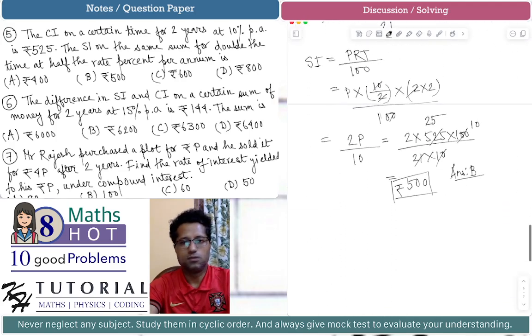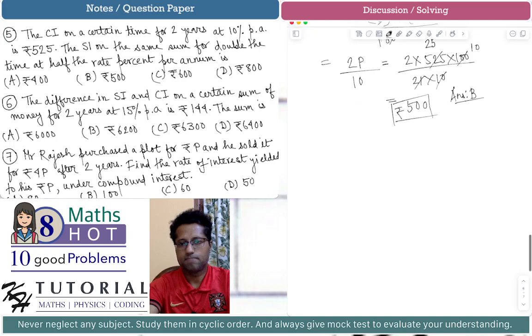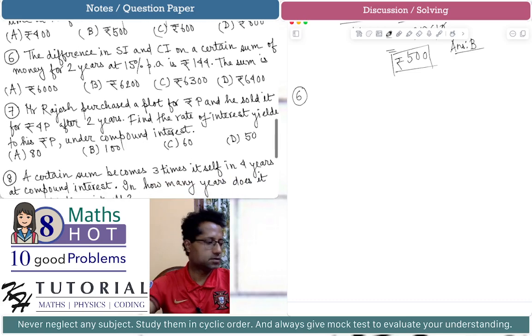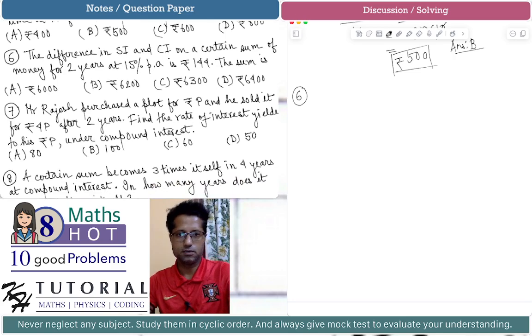Okay, this was problem number 5. Let's do problem number 6. The difference in simple interest and compound interest on a certain sum of money for 2 years at 15% per annum is rupees 144.